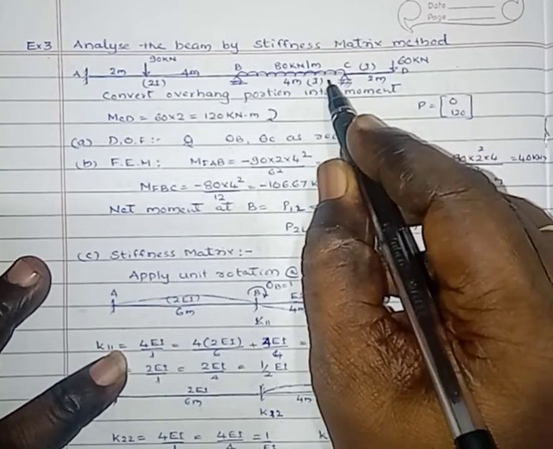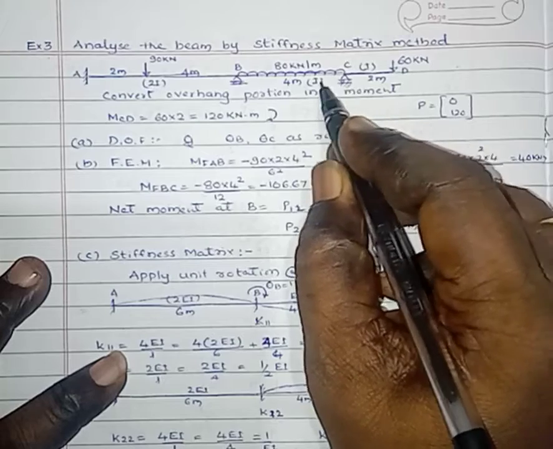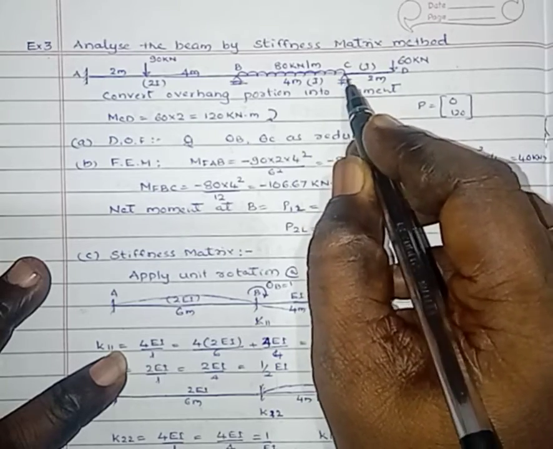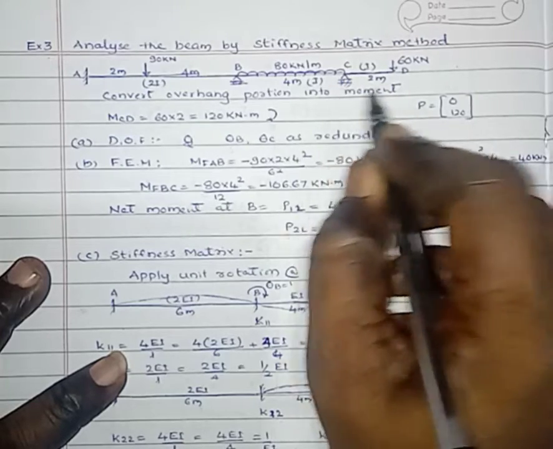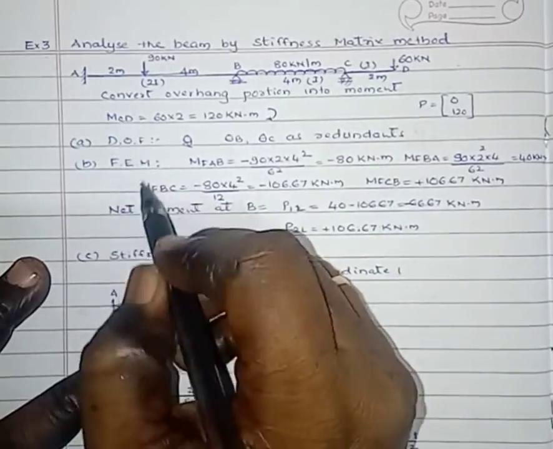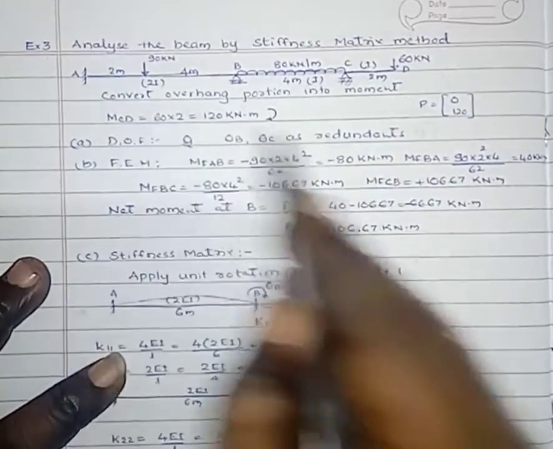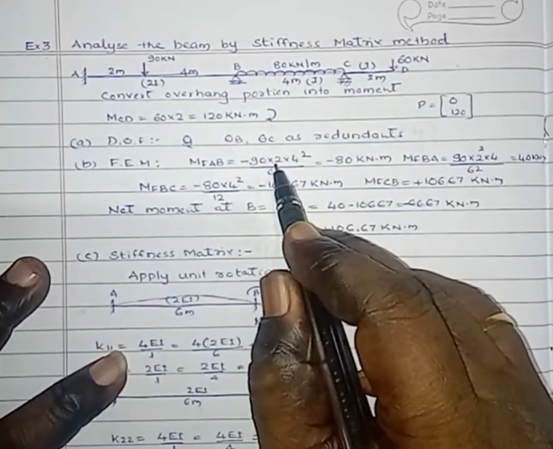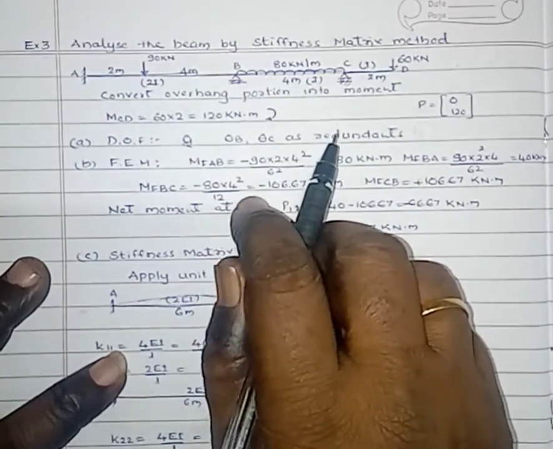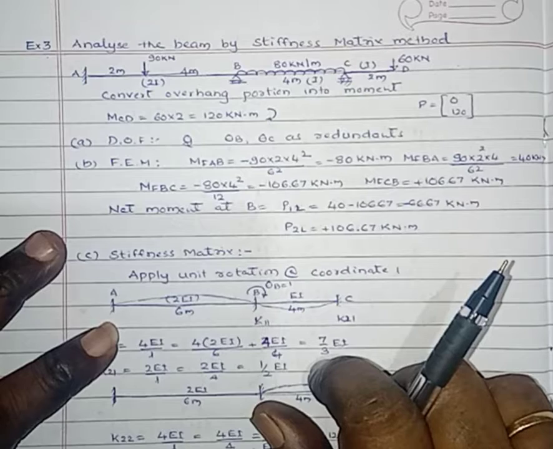Similarly at C, this is also a roller. Here theta C is the only degree of freedom at end C, with no lateral movement in the direction of the roller. The total degrees of freedom are theta B and theta C, and A is 0, therefore it is 2. Hence we have to consider theta B and theta C as the redundants.